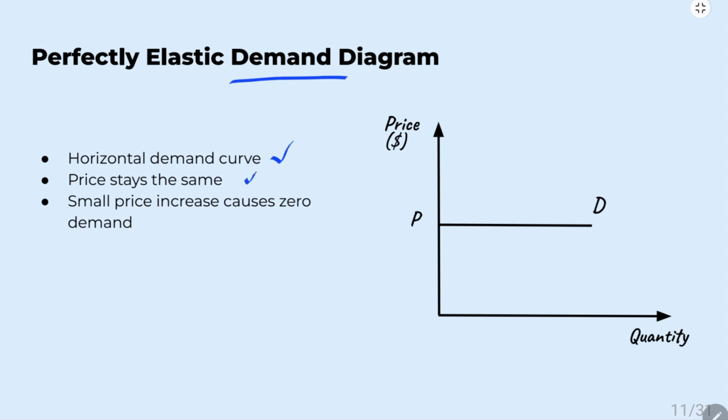In this diagram, the price stays at P. If the seller increases the price even slightly above P, quantity demanded immediately falls from Q to 0. For example, imagine apples are sold in a highly competitive market for exactly $2 per kilogram. If one seller increases the price to $2.10, consumers will simply buy apples from another seller charging the lower price. This means even a tiny increase in price causes demand to disappear completely, which is why demand is perfectly elastic.